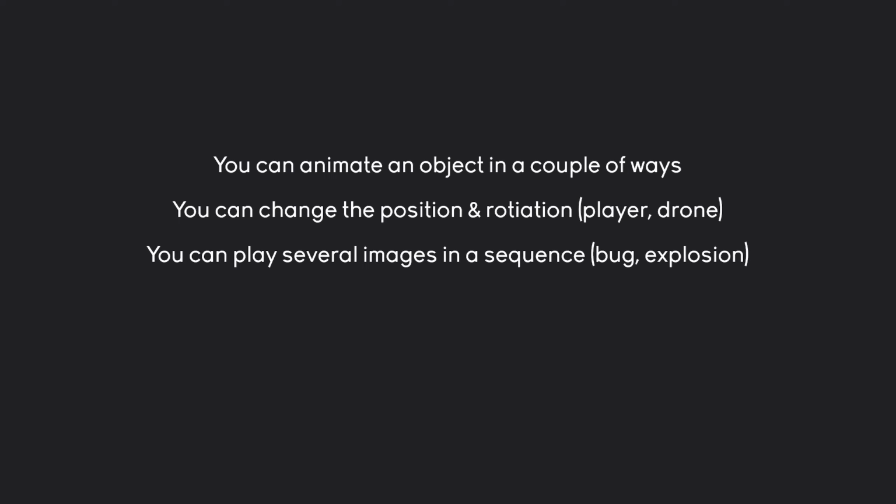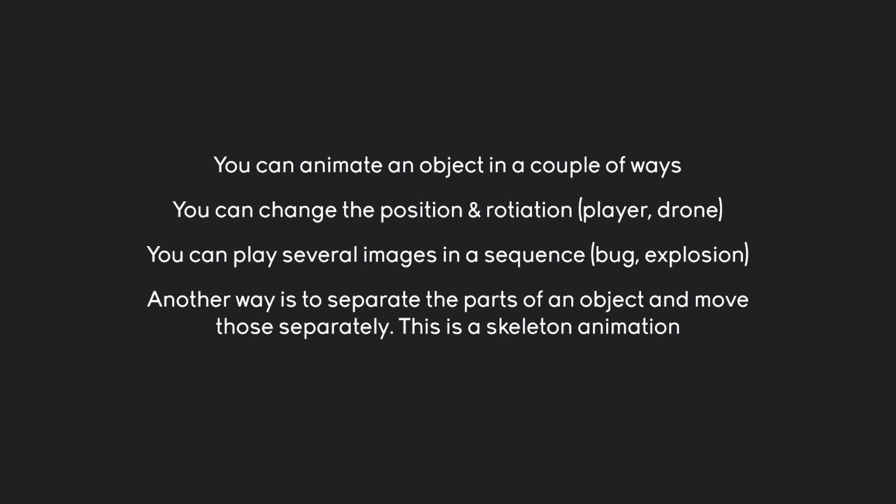Those two are fairly easy to work with, but they also have their limitations. Position and rotation are basic properties that don't do very much. And playing images in a sequence limits you to only the images that you already have. Which is fine for most basic animations, but sometimes you do want to have something more flexible. And for that, we have skeleton animations. They take apart an object and then you animate every individual part. And all of this you do via a skeleton.